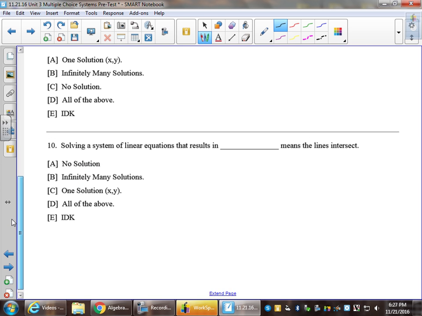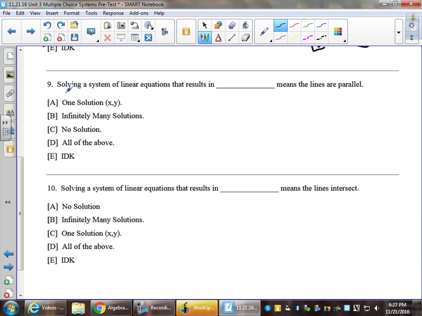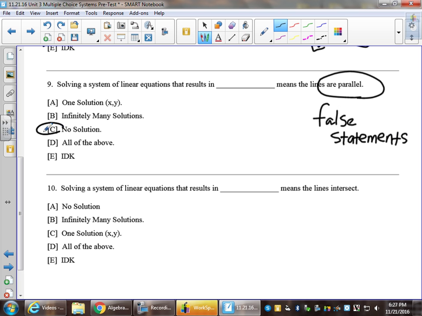Okay, last two. Solving a system of linear equations that results in blank means parallel. Parallel comes from false statements. False statements are connected to no solution. All of that vocab has to deal with parallel lines.